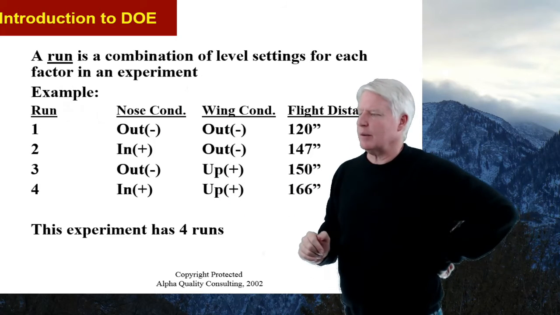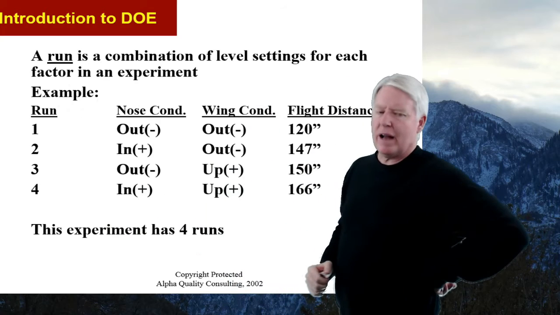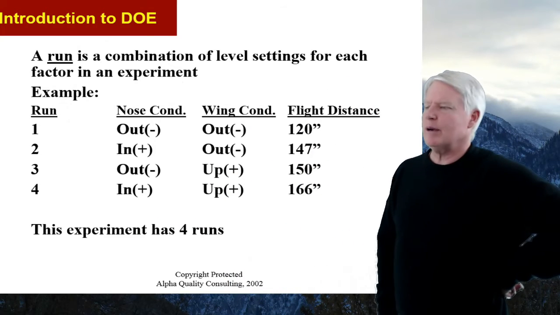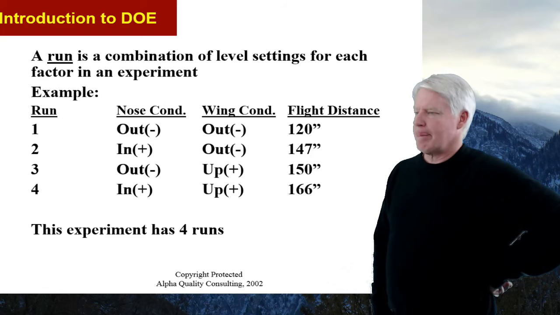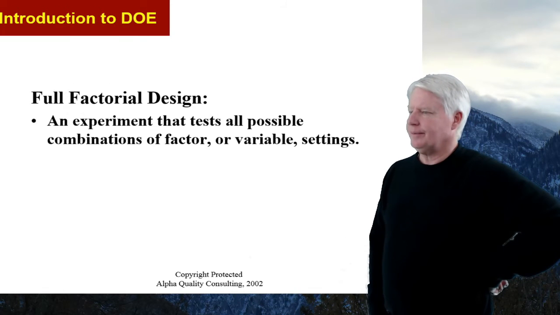And so 2 to the second power is 4. Number of runs is 4. Oh, it must be a full factorial. That's right, because you ran every possible combination. So that's a full factorial.